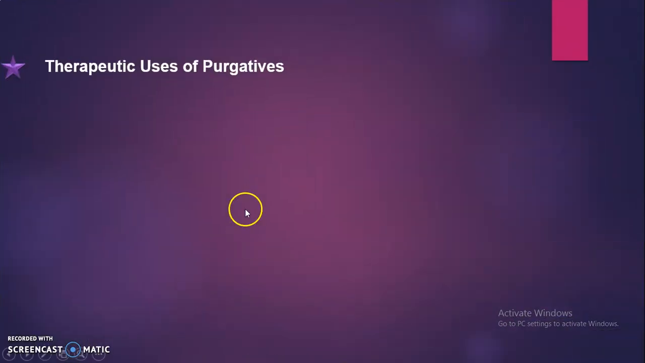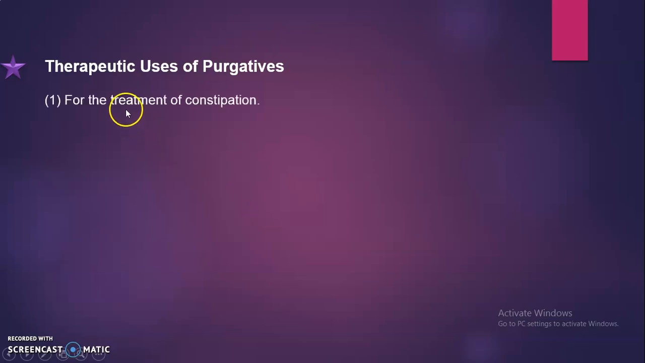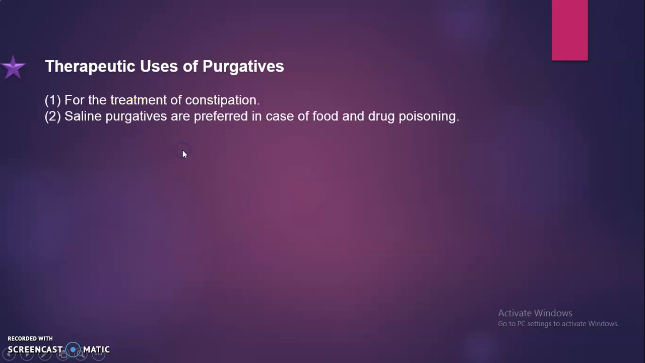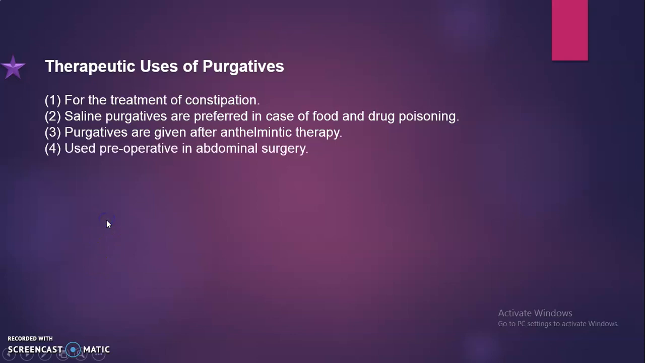Then we see the therapeutic uses of purgatives. These are used for the treatment of constipation. Saline purgatives are preferred in the case of food and drug poisoning, not for softening the stool or for constipation. Then purgatives are given after anthelmintic therapy. In anthelmintic therapy, the parasites are removed or paralyzed, and for the removal action, we take purgatives.